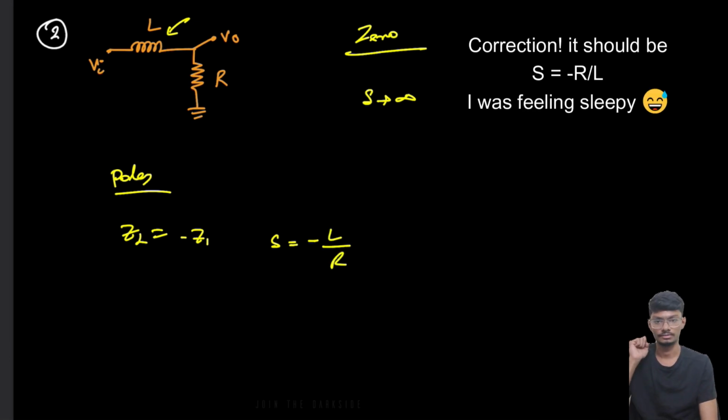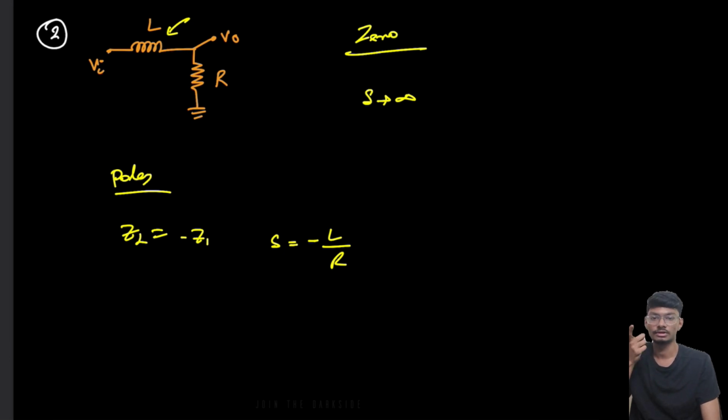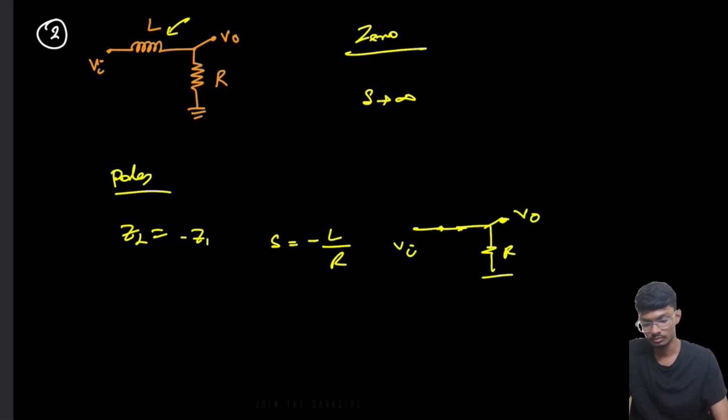Okay, minus L by R. So now what is the DC gain in this case? DC gain is 1 in this case. Why? If at s equal to 0 we put the circuit, this inductor will be short. Okay, this is R, this is Vi, this is Vo, right? So Vo equals Vi. So DC gain is 1, hence A will be equal to 1.